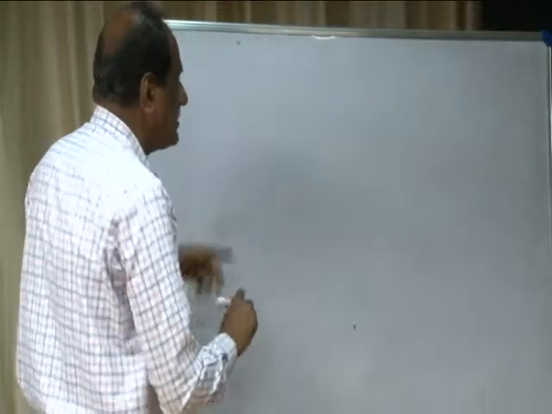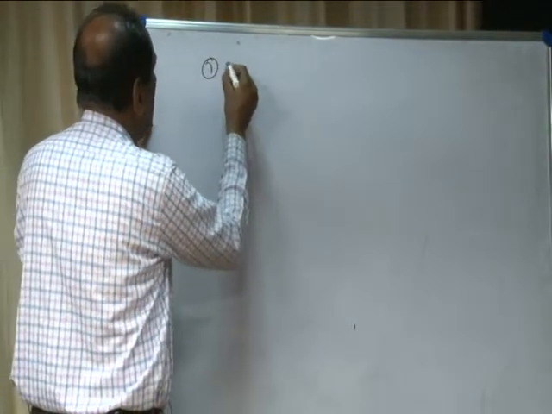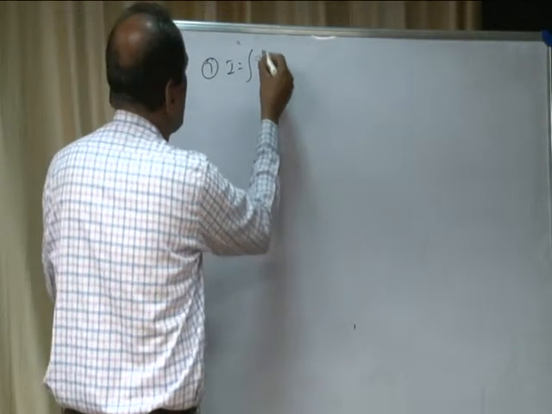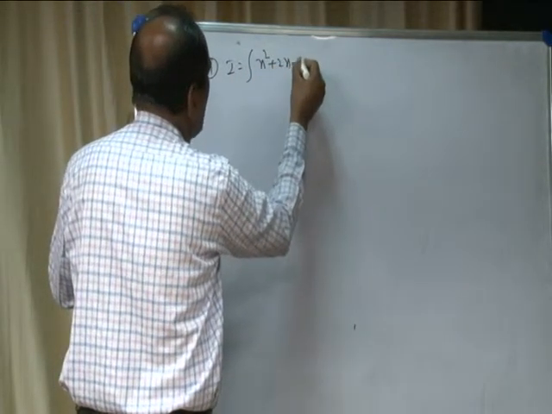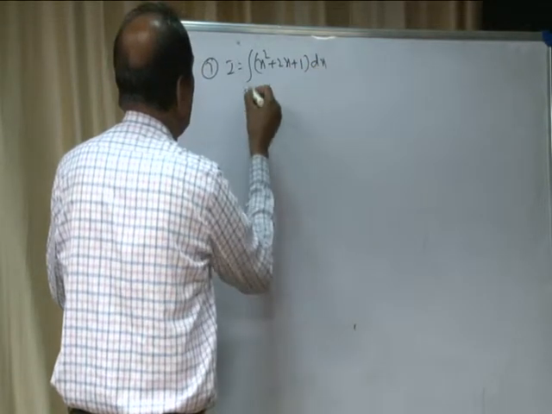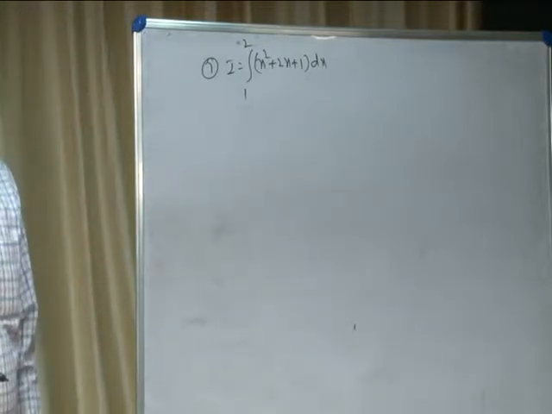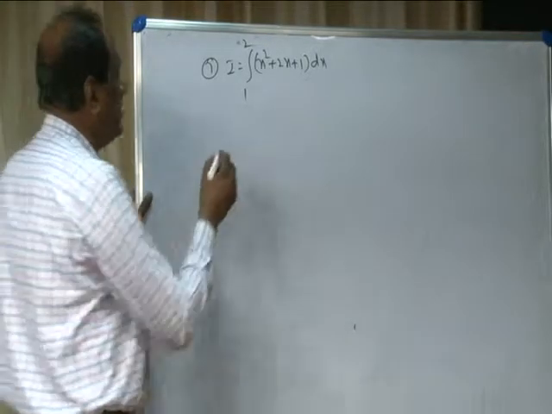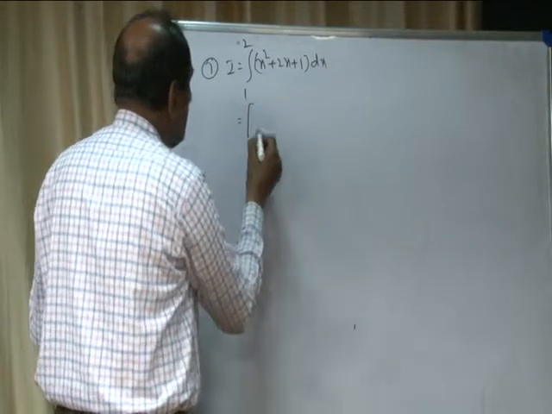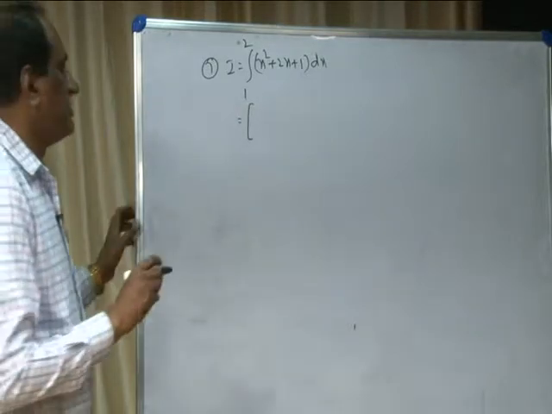See here, seventh problem. I is equal to the integral of x square plus 2x plus 1 into dx, between the limits 1 and 2. So, before applying limits, integrate with the usual procedure, that is the indefinite integration procedure.